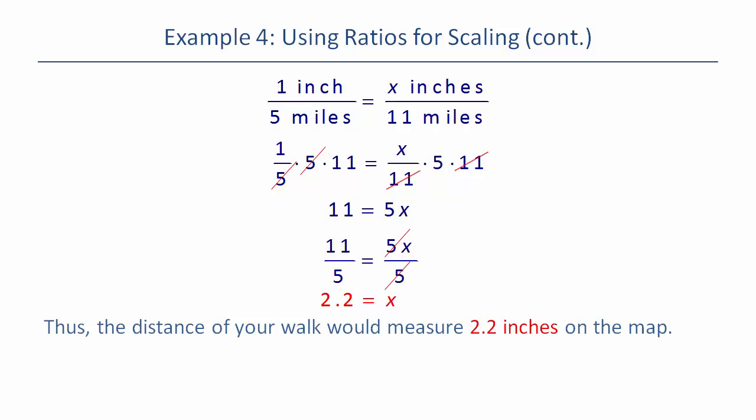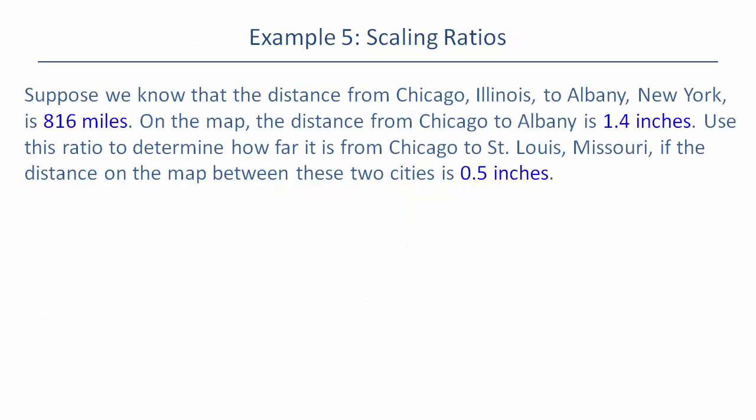So we need to find something on the map that's basically 2.2 inches long, and that will give us an 11-mile walk. Let's say you have an older map or a well-loved map, and unfortunately the guide has been ripped off of it, and you don't know what the scale is. But you do know that the distance from Chicago to Albany, New York is exactly 816 miles. And on the map, you can measure that distance, and it's 1.4 inches.